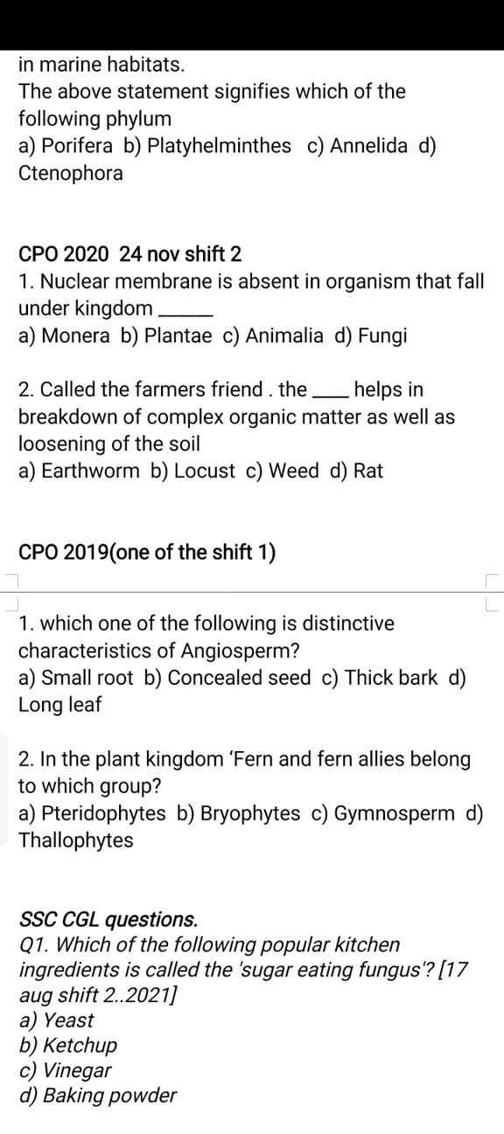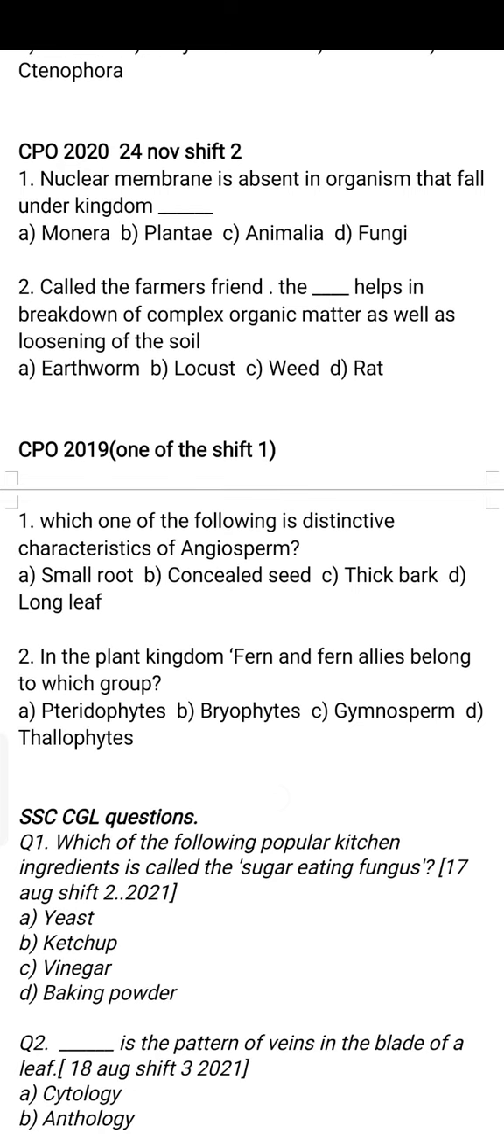Now coming to question number 2: called the farmer's friend, that dash helps in the breakdown of complex organic matter as well as loosening of the soil. If you have covered the animal kingdom, it will supplement your reasoning ability towards these animals, especially earthworms. But even if you fail, or do not have any subject knowledge, this is a type of question which is more of common sense and general awareness. Every candidate is expected to solve this kind of question correctly. An earthworm is known for breaking down complex organic matter as well as loosening of the soil.